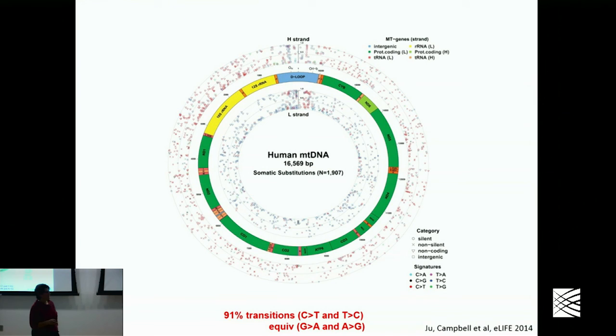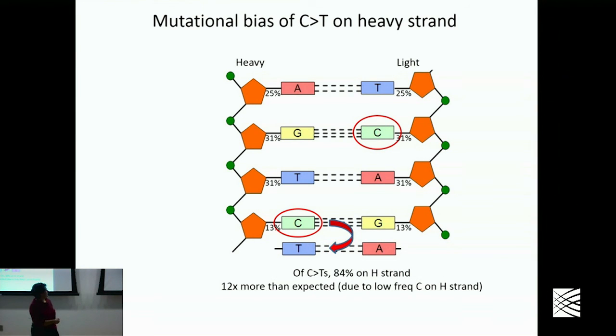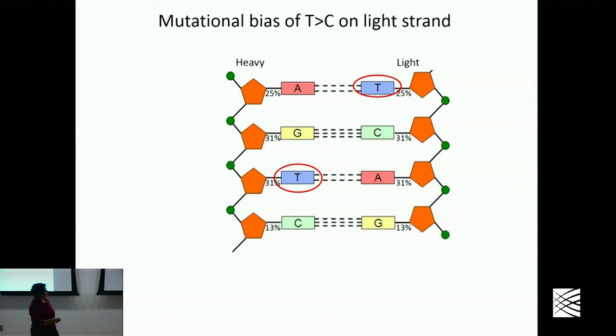But then they noticed this gigantic strand bias. Most of the mutations are C to T, or T to C. But of the C to Ts, 84% of them are on the heavy strand. Remember, the heavy strand is the one that has most of the coding genes. In general, the heavy strand has fewer Cs, that's why it's the heavy strand, but more of them are mutated. So there are 12 times more mutations on this one strand compared to the other than you would expect by chance. And similarly, of the T to C mutations, they're mostly on the light strand.